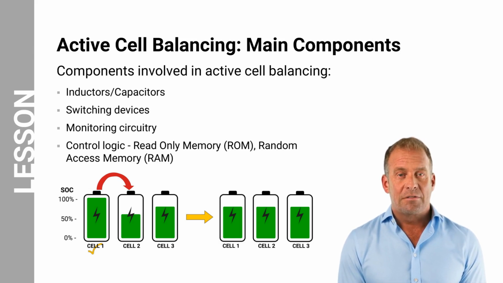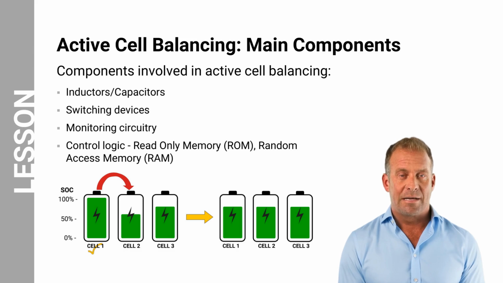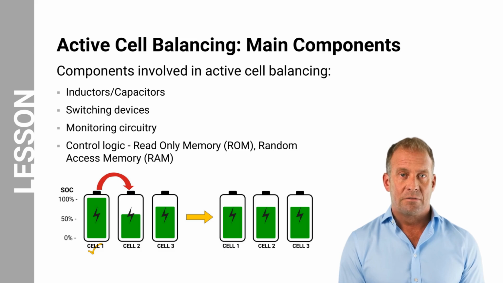The main components involved in active cell balancing are inductors or capacitors, switching devices, monitoring circuitry, and control logic. Let us look at them in detail. Inductors or capacitors are passive components that can be used to temporarily store and transfer energy between cells. Inductors store energy in a magnetic field, while capacitors store energy in an electric field. By using these components, the BMS can effectively transfer energy from overcharged cells to undercharged cells.